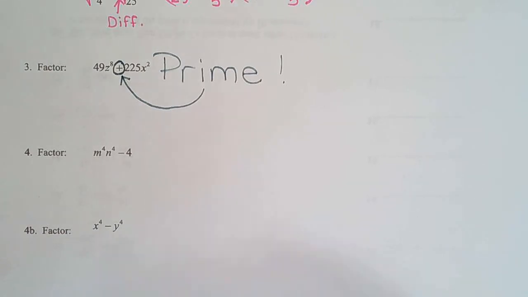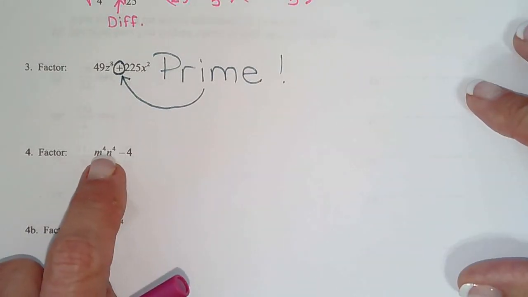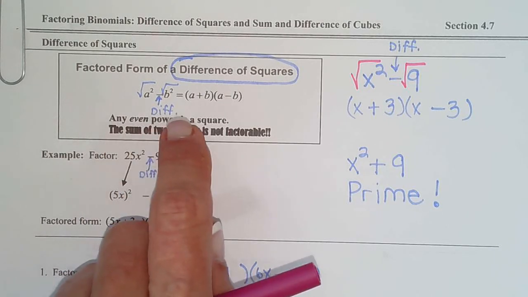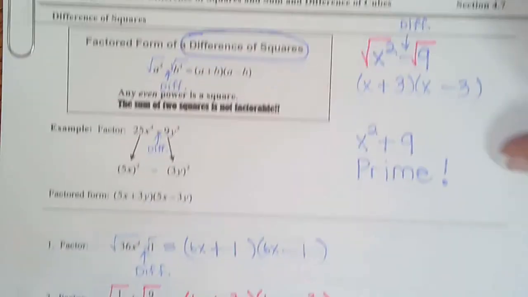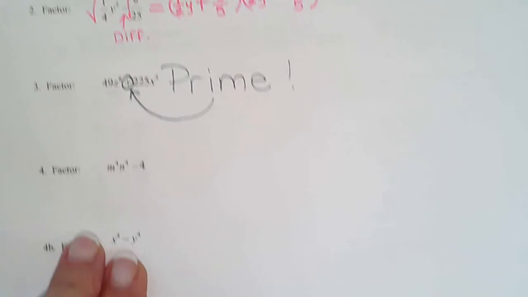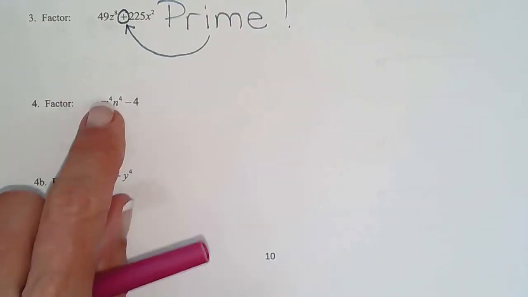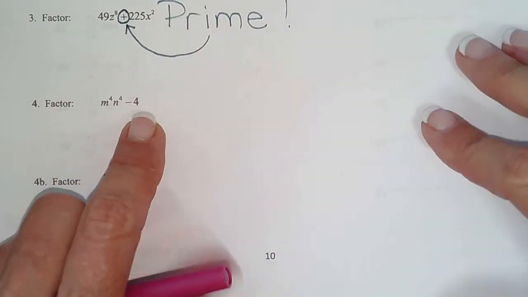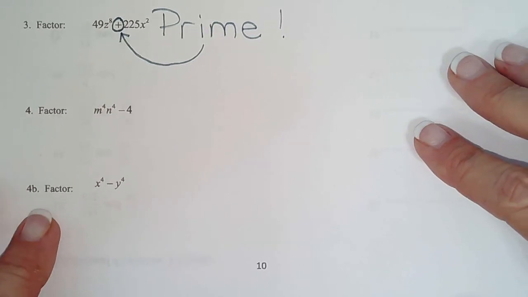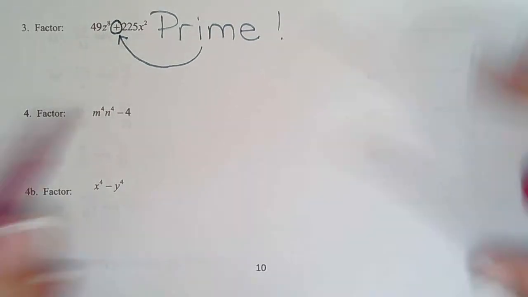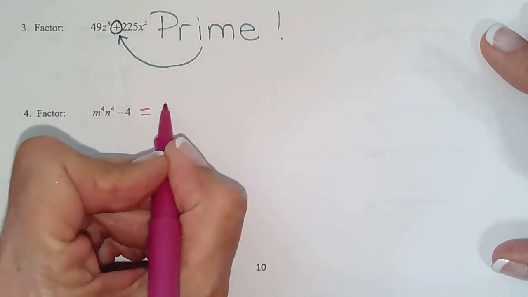Okay, let's see how you did here. Even exponents, so those are squares. And it says right here, any even power is a square. So as long as it's divisible by 2, it's a square for the powers. And 4 is a square, right? 2 times 2. So, and it's a minus, so that means it can be factored.